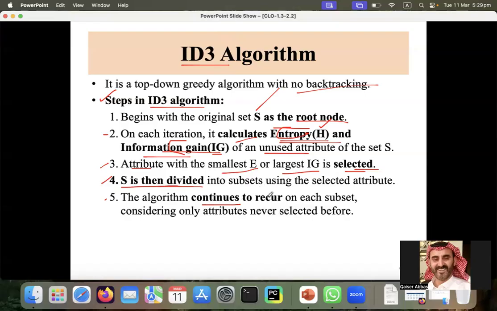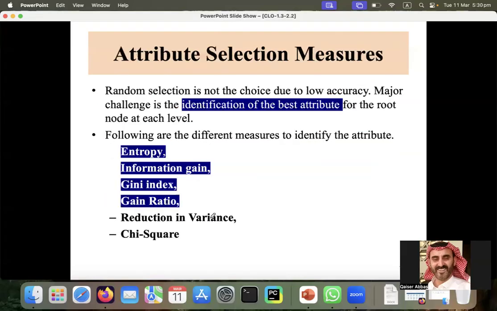So it will continue to recur on each subset, on each split that you get after splitting. You will continue this algorithm on each split or subset, but you will consider only those features which are not used before. If you already calculated a feature, you don't have to do that again. This is the only thing. The algorithm is simple. Let's see how it will work.